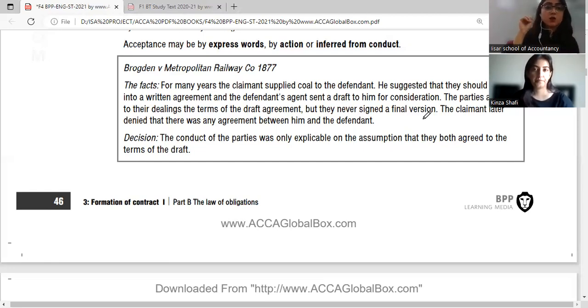Right. So what is the case over here? They are saying that they sent the draft agreement, but it wasn't signed. And therefore the claimant denied that there was any agreement between them, and he stopped supplying the coal, because for many years the claimant supplied coal to the defendant. And because you keep sending the new contract every year, maybe the contract gets renewed, and also he sent the draft agreement and that was not signed. So he refused to supply the coal. And then the claimant went to the court.